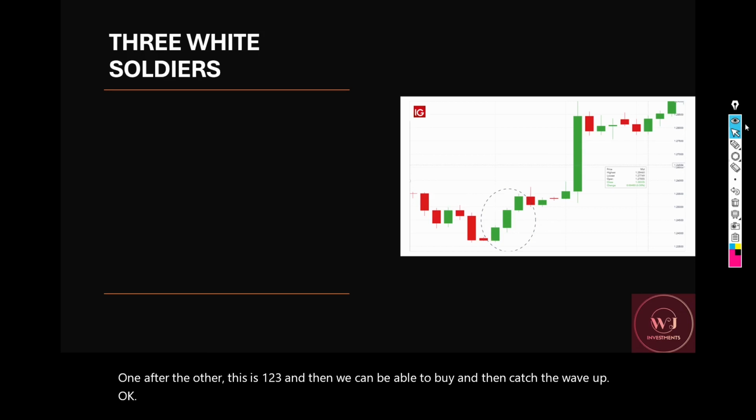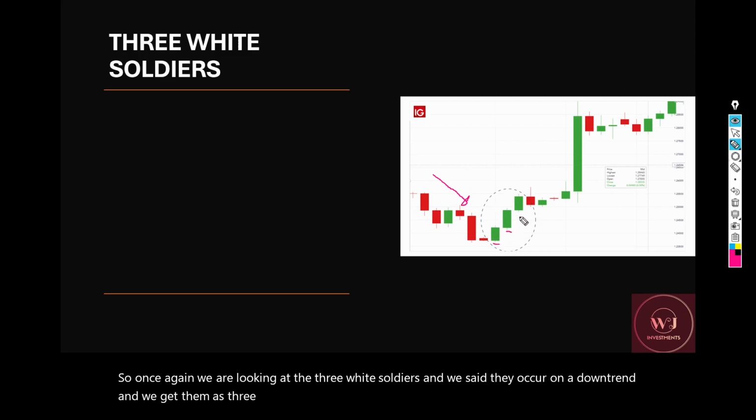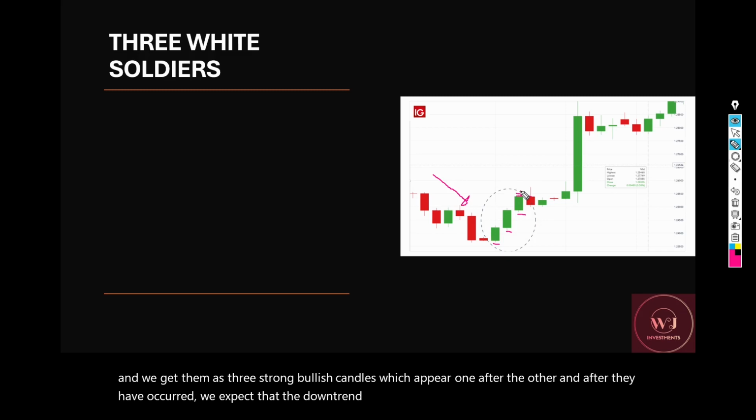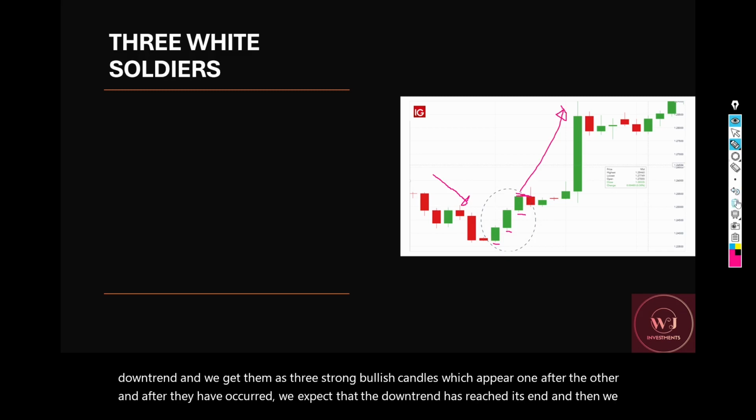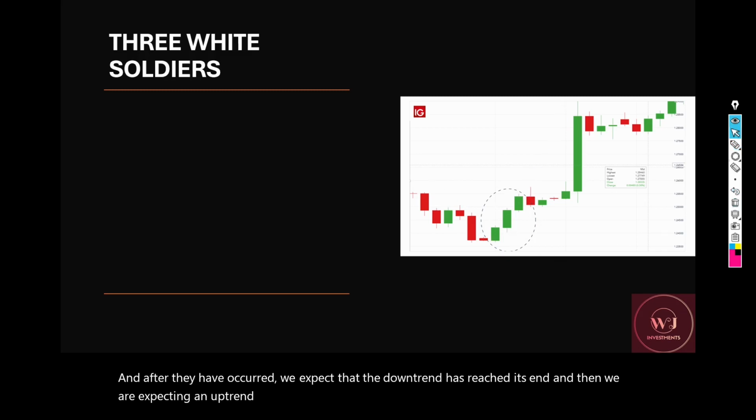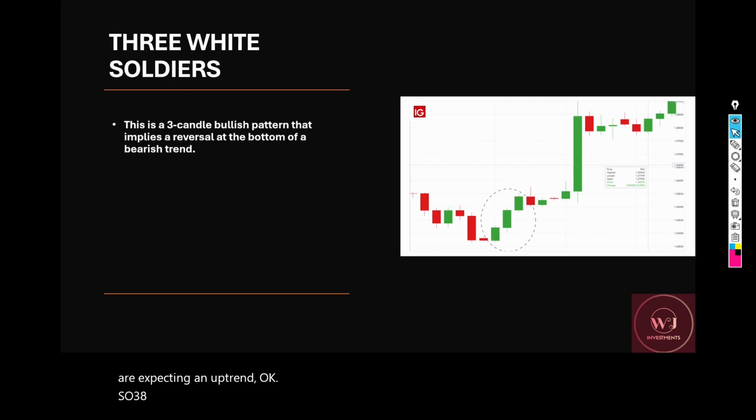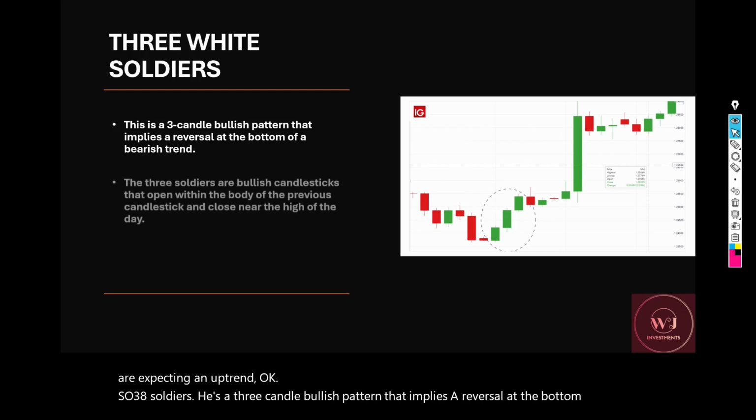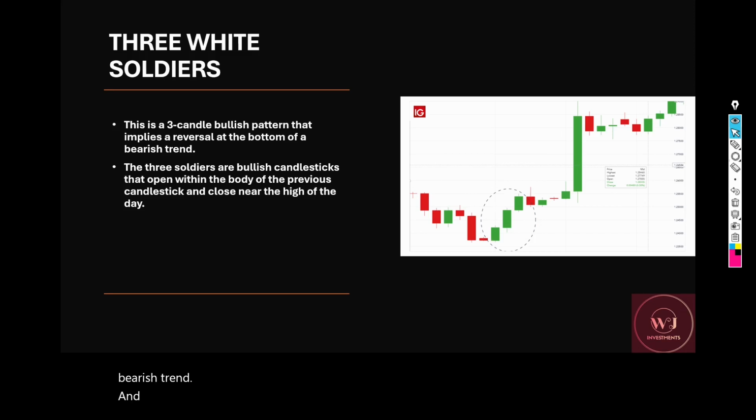So once again, we are looking at the three white soldiers, and we said they occur on a downtrend, and we get them as three strong bullish candles which appear one after the other. And after they have occurred, we expect that the downtrend has reached its end, and then we are expecting an uptrend. So three white soldiers is a three candle bullish pattern that implies a reversal at the bottom of a bearish trend. And the three white soldiers are bullish candles that open within the body of the previous candle and close near the high of the day.